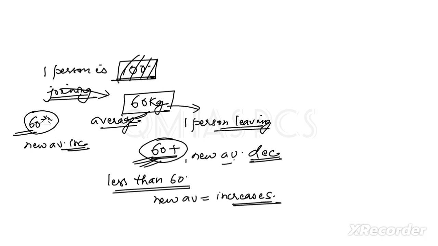Then obviously the new average will increase. And if the new person who is joining has a weight less than 60, in that case the new average will decrease. Okay, so these are our 4 conditions.